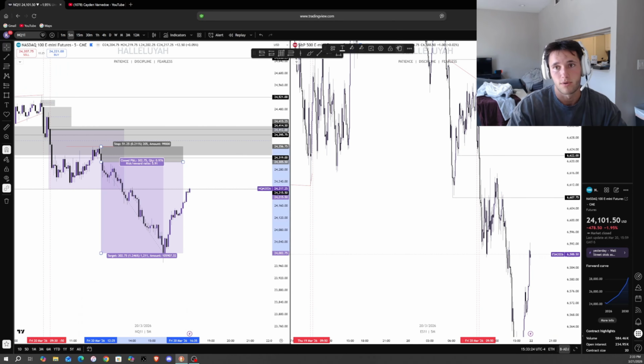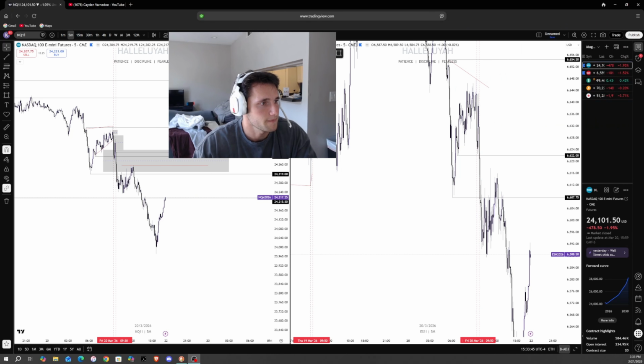But also, what I'm thinking for Monday, obviously, I would like us to at least come up to these. I'd like to see us possibly sweep this, maybe get a retrace and then move up, but I'm just going to let price do its thing over Sunday night and get back on here Monday. And then after I trade, let me make this bigger.